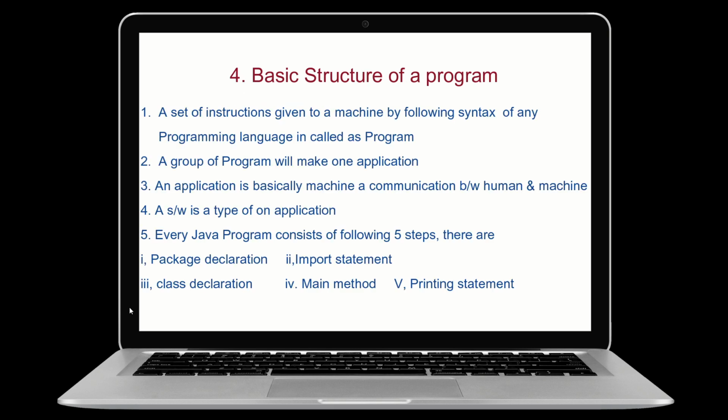A set of instructions given to a machine by following the syntax of any programming language is called a program. A group of programs will make one application. An application is basically a communication between human and machine. A software is a type of application. Every Java program consists of the following 5 steps. They are package declaration, import statement, class declaration, main method, printing statement.